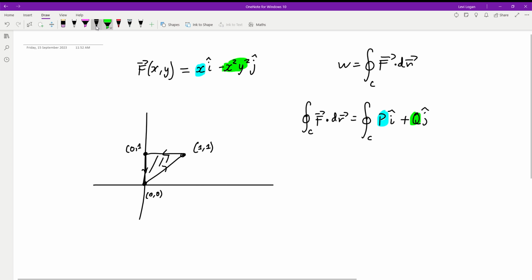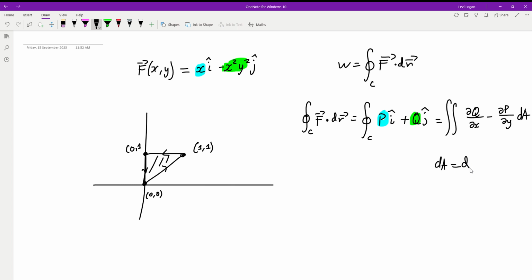And that's equal to the double integral of the partial derivative of Q with respect to x minus the partial derivative of P with respect to y, dA. Now dA just represents dx dy. Then we'll sort out our bounds really quickly. Now, if the vector field is conservative, this term is 0, because if a vector field is conservative, the work done will be independent of the path. But we can double check if it is conservative or not.